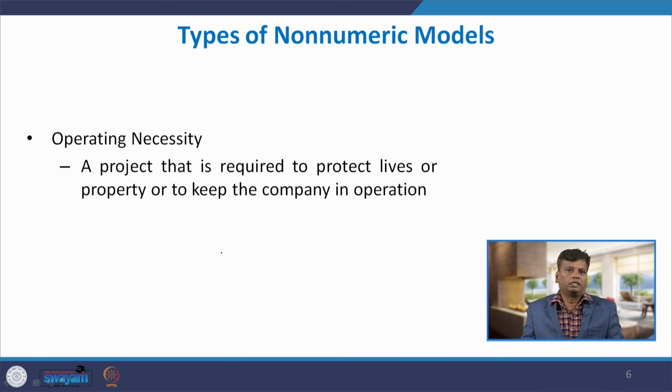The next method is operating necessity. A project that is required to protect lives or property or to keep the company in operation. Just to protect the lives of the people who are in the organization, we have to opt for a certain project. That method of opting for the project is called operating necessity.